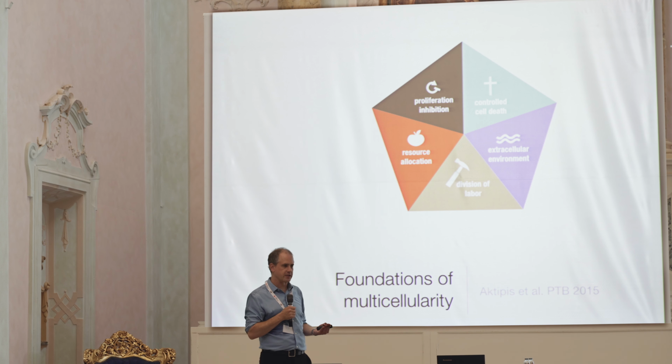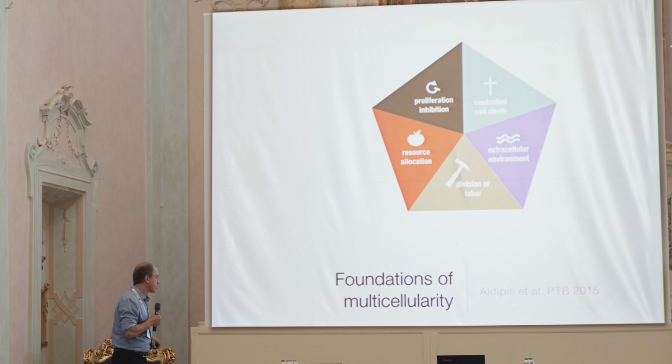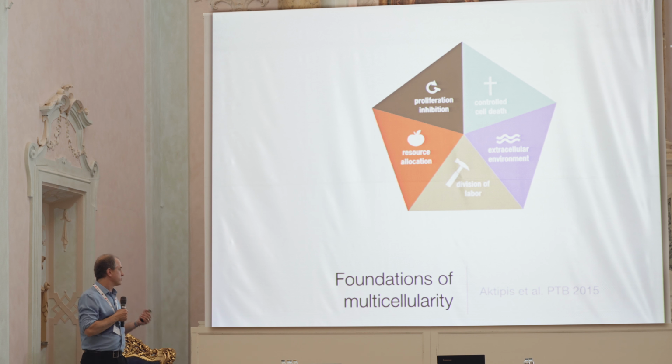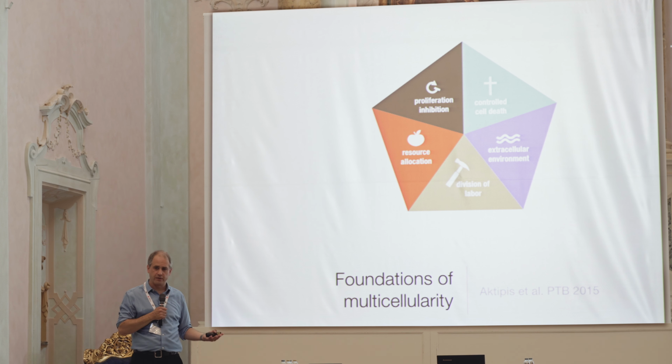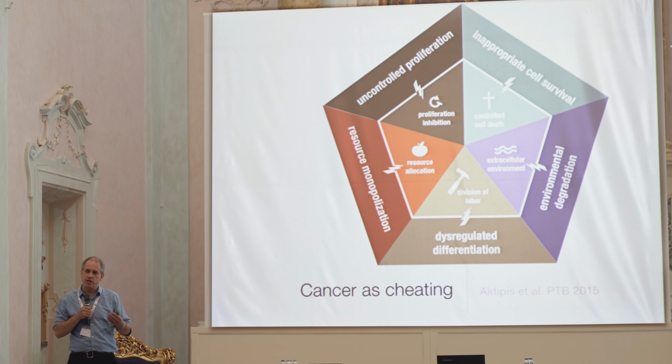So it actually forces us to ask and redefine what we mean by cancer. And we do this through cooperation theory, and we argue that in order to build a multicellular body, the cells have to cooperate on these 5 parameters. The somatic cells have to stop proliferating. They have to coordinate cell death. They have to allocate resources through the body, maintain the extracellular environment, and do some kind of specialization or differentiation, the division of labor. And then you can understand cancer as cheating on these forms of cooperation.